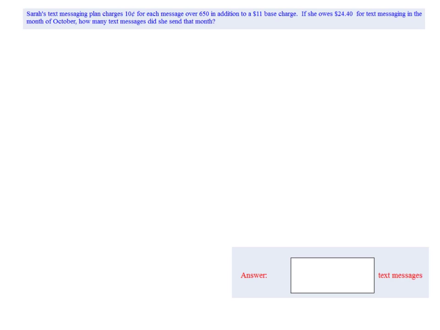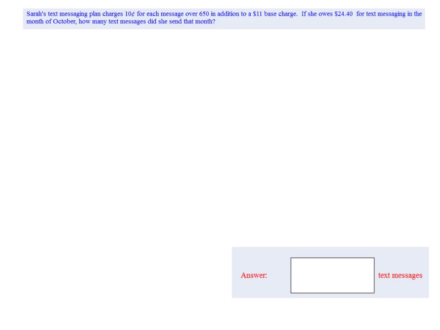All right, here's a problem that's not broken down into parts. It just gives you the information and asks for the final answer. Now this particular problem I look at and I feel like I could set this up different ways. I'm just going to choose a method. You may choose a different method, but this is what I would do. So it says Sarah's text messaging plan charges 10 cents for each message over 650, in addition to an $11 base charge.